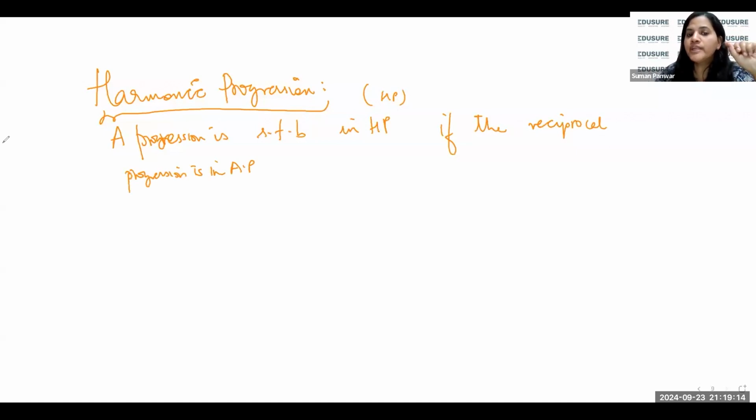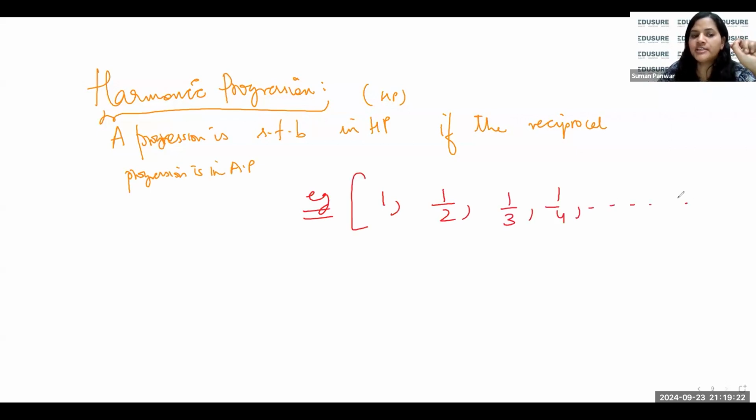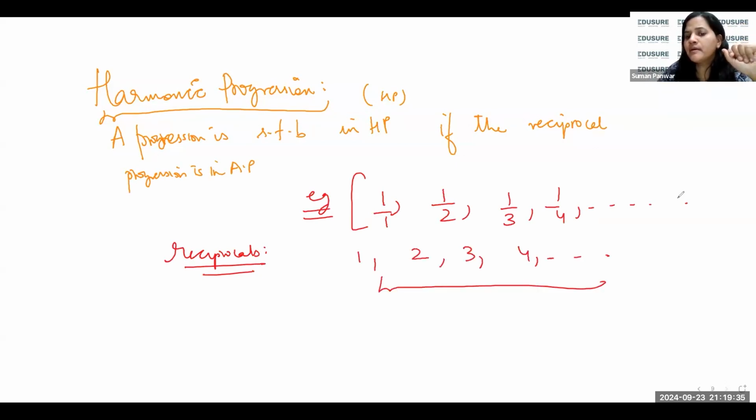Example, if you take 1, 1/2, 1/3, 1/4 and so on. सपोज ये आपका एक प्रोग्रेशन है. Take the reciprocals. Reciprocals means this is 1/1. So 1, this will become 2, this will become 3, this will become 4. This is an AP. इसीलिए ये क्या बन गया? Harmonic progression. So that is the definition of a harmonic progression.